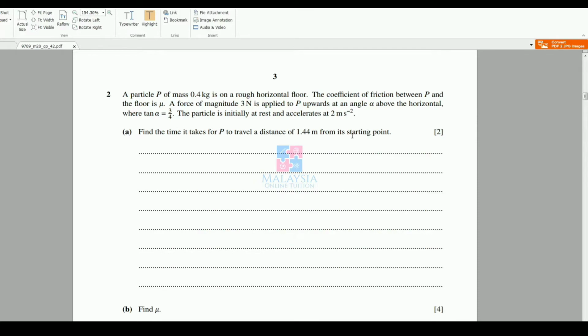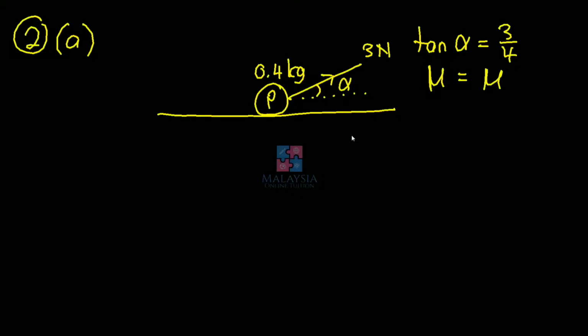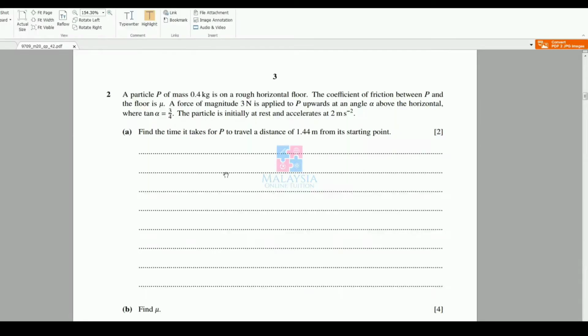Alright, so we try to draw a sketch of a diagram for the situation that we have for question number 2. So this is what it will look like. Even though we are not going to use this diagram yet for part A, we are going to use this diagram for part B later, right? So for part A, we need to find the time it takes for P to travel a distance of 1.44 meters from its starting point.